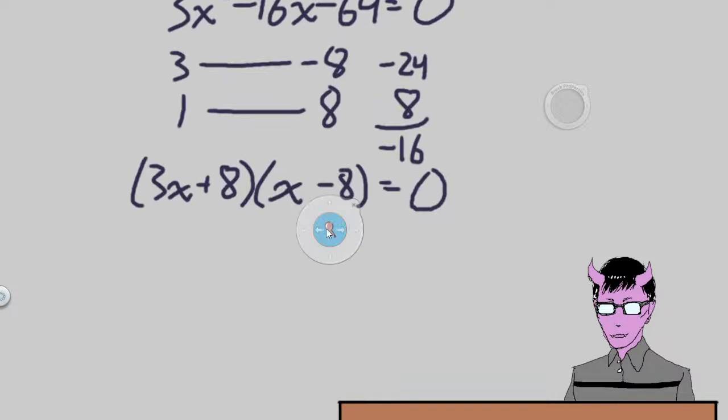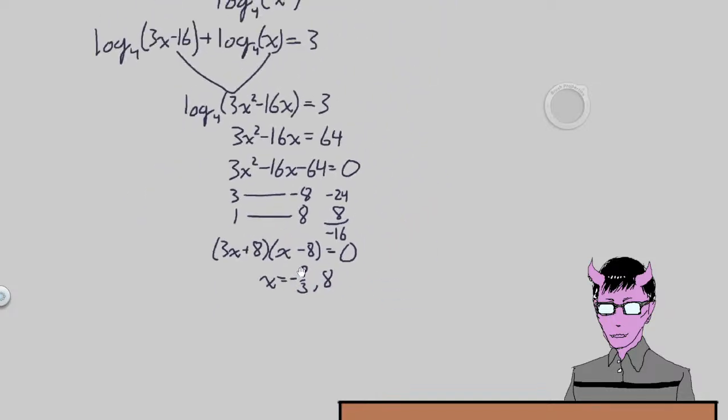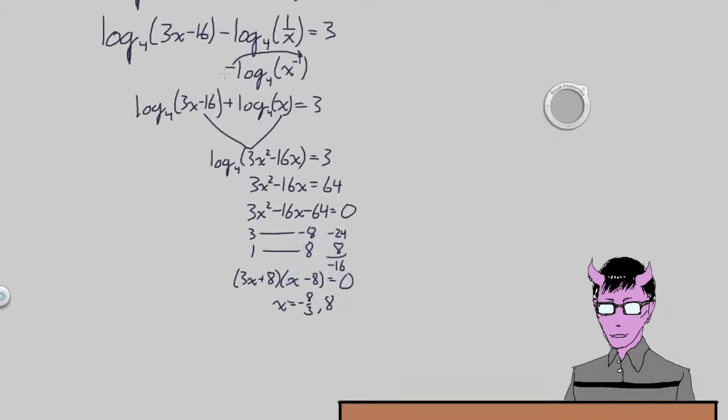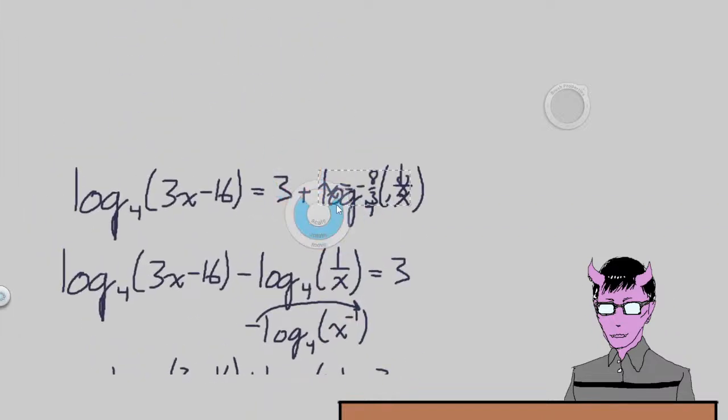We are using the zero product property, therefore x is equal to 2 answers. We have negative 8 over 3, and then we have a positive 8. These are 2 answer candidates, but don't get too excited again. Always double check by back plugging in the values. So let's take those and relocate them real quick to the start of the problem. Always check back at the start of the problem right here.